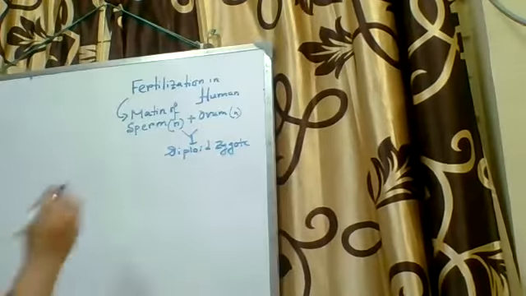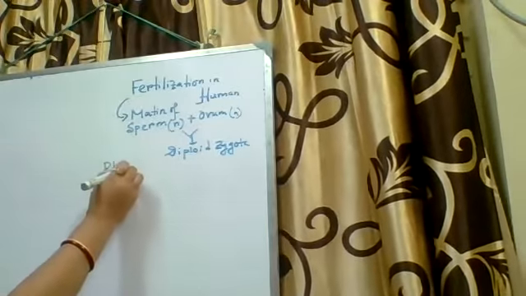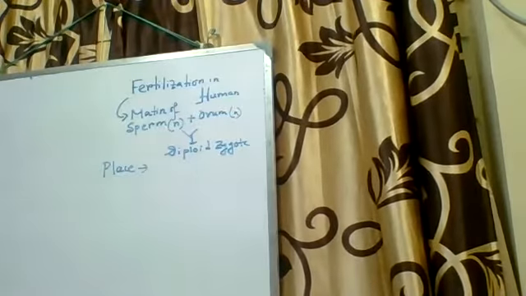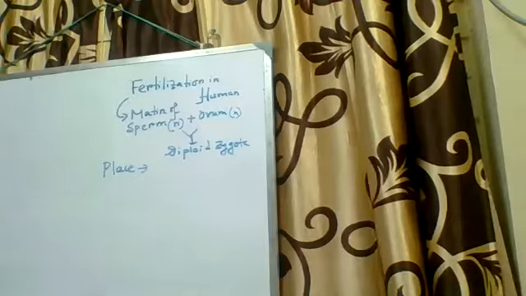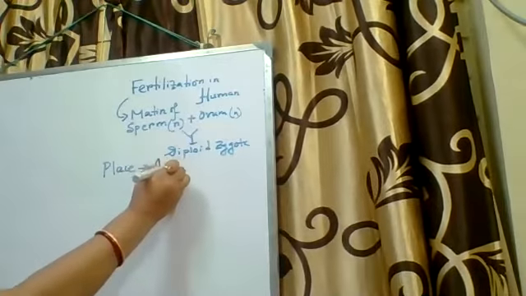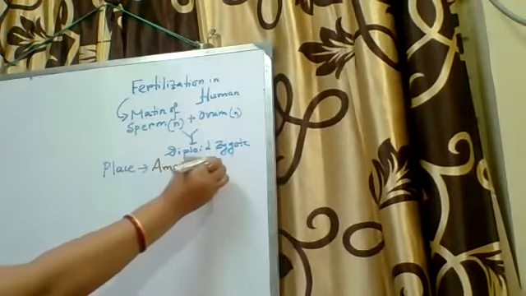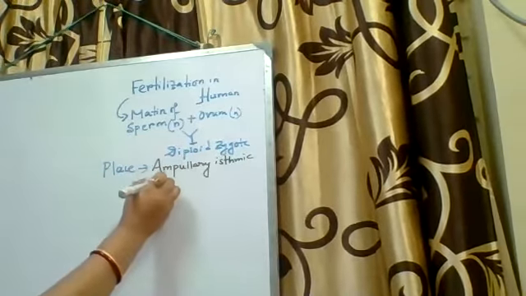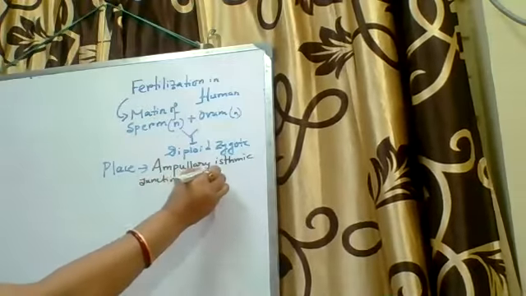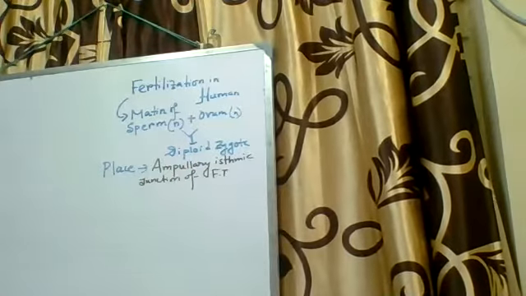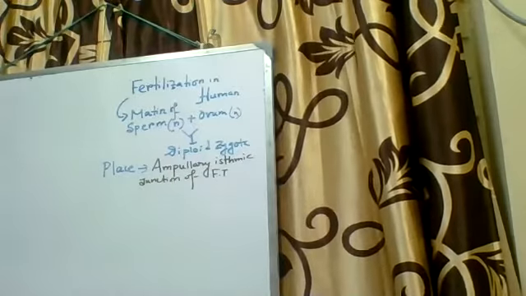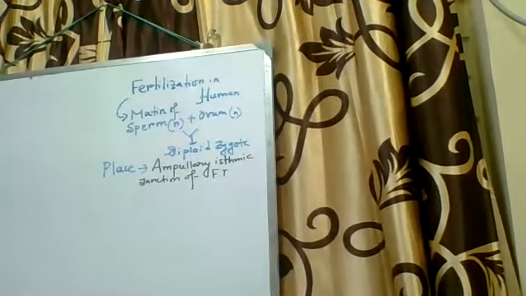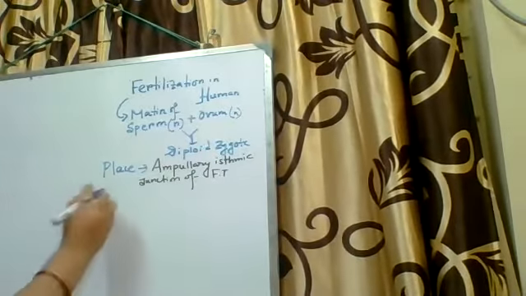So if we look at the proper place, fertilization takes place at the ampullary isthmic junction of the fallopian tube. Fallopian tube, right? So the junction between the ampulla and isthmus of the fallopian tube, that is the place where this fertilization mainly happens.